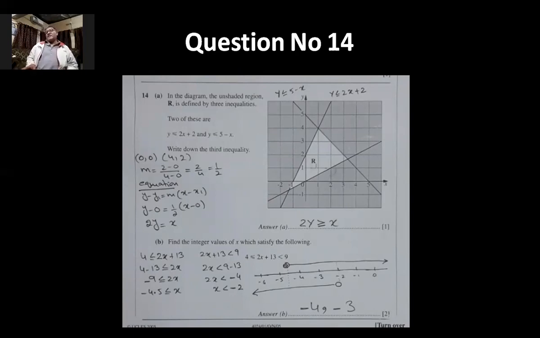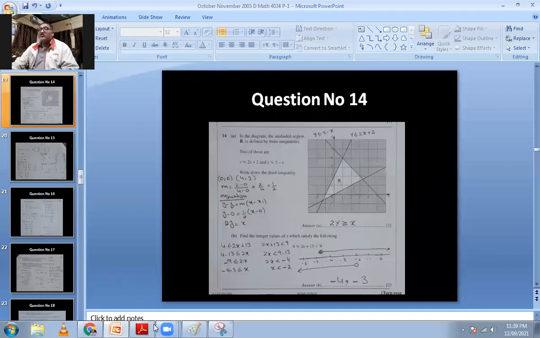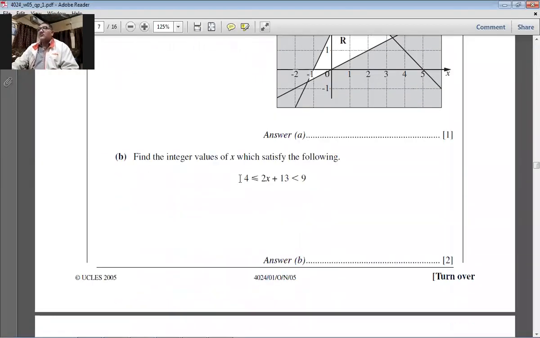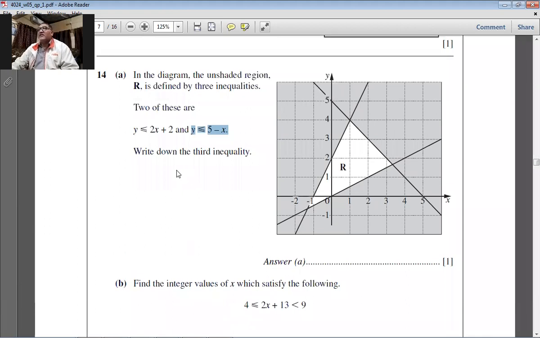Then we have question number 14 and its B part. It says find the integer values of x which satisfy the following. Let me show you the original question so it becomes more clear. So this is the B part. We are done with the A part. The B part is find the integer values of x which satisfy the following: 4 less than and equals to 2x plus 13 less than 9.